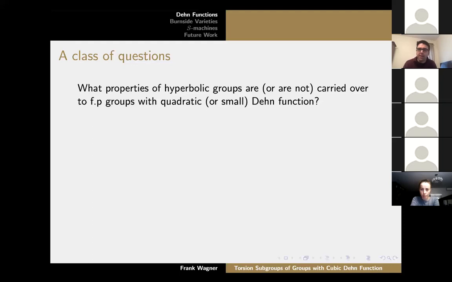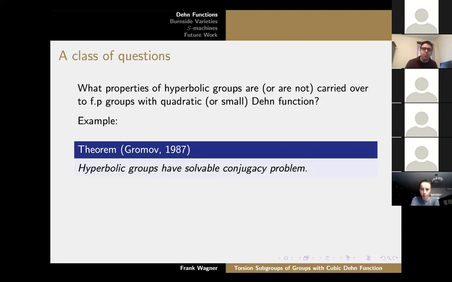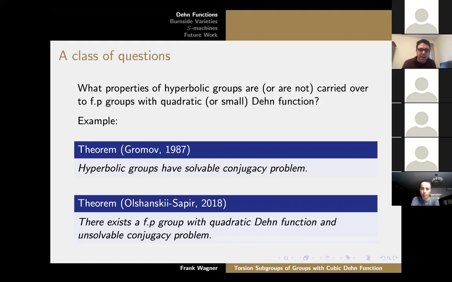Right? So an example of a question that arises like this is: Gromov proved in the late 80s that hyperbolic groups have solvable conjugacy problem. So off the bat, you might say, well, wait, what about the next rung up? And 30 years later, Olshanskii and Sapir exhibited a finitely presented group with quadratic Dehn function and unsolvable conjugacy problem. So this nice property of hyperbolic groups is not carried over.